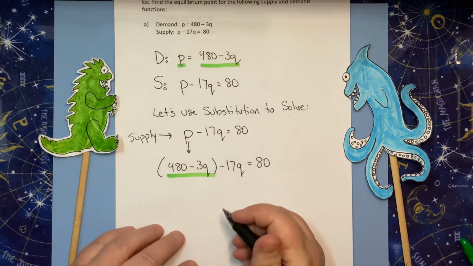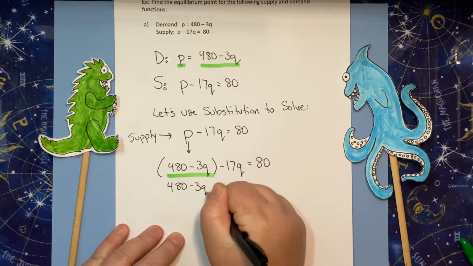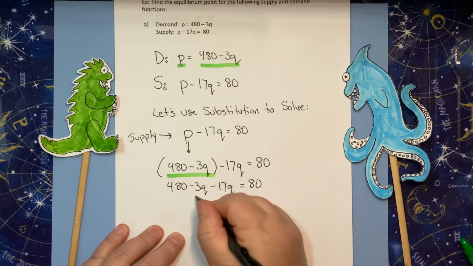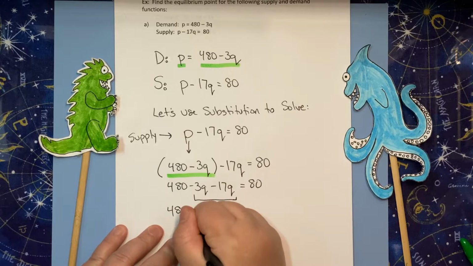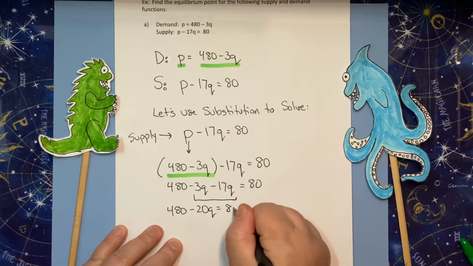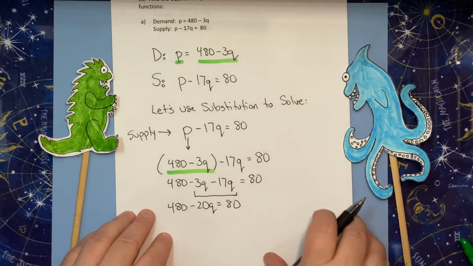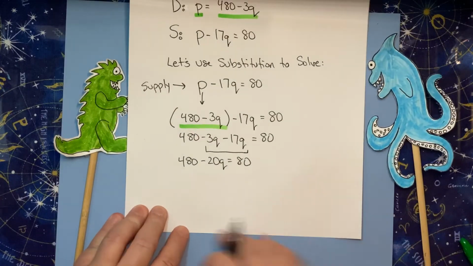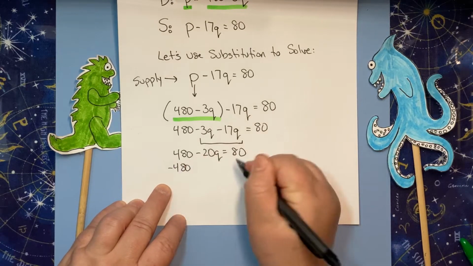Woohoo! So how do we do that? Well, we take 480 minus 3Q and subtract 17Q. And then I can combine these two because they're both in Q, so they're like terms. 480 minus 20Q equals 80. And again, we've got that ugly situation where there really aren't any good solutions. Sorry about that, Sharktopus and Godzilla. I got excited. I'm going to go ahead and subtract 480 from both sides.